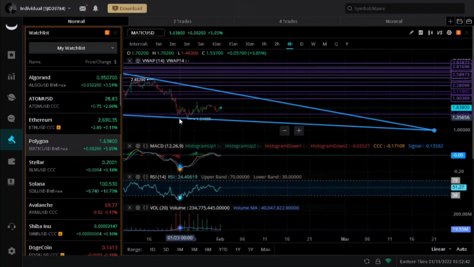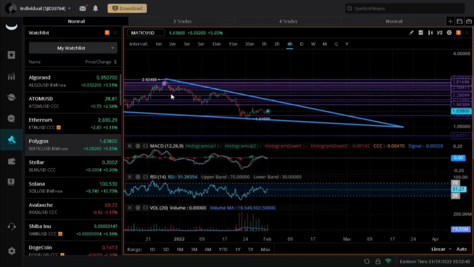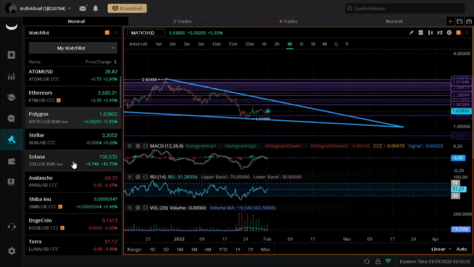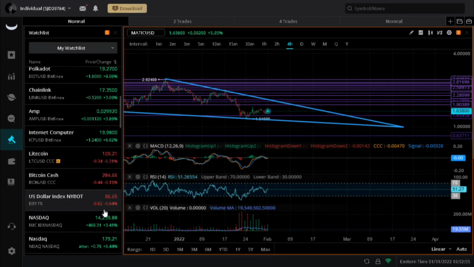And as you can see on multiple assets, we're having this double bottom and this falling wedge structure. So we're having a falling wedge double bottom structure on multiple assets. It's very, very clear. A lot of them are correlated.